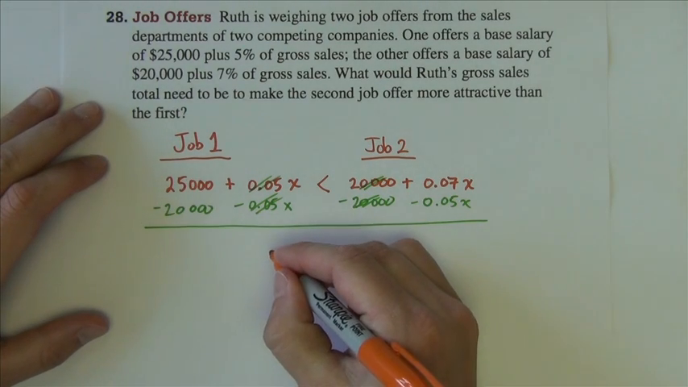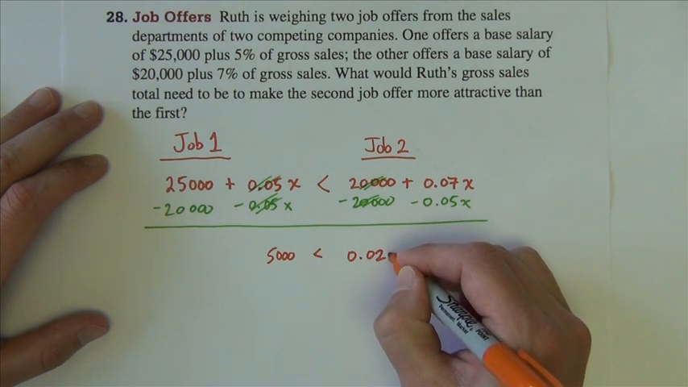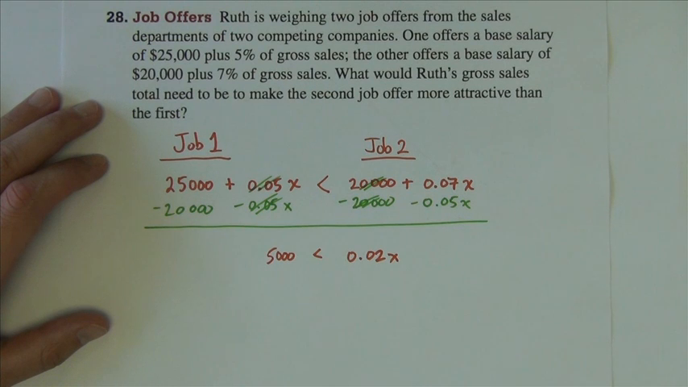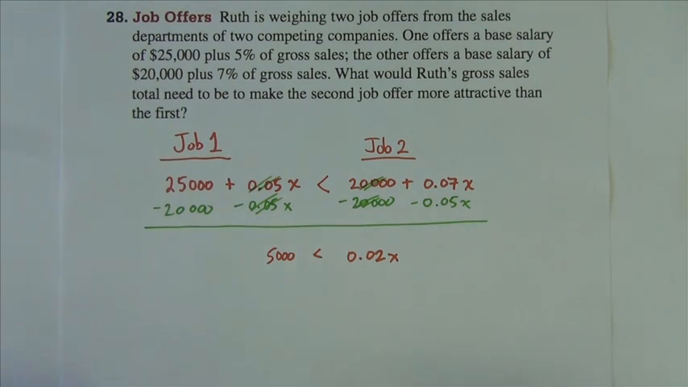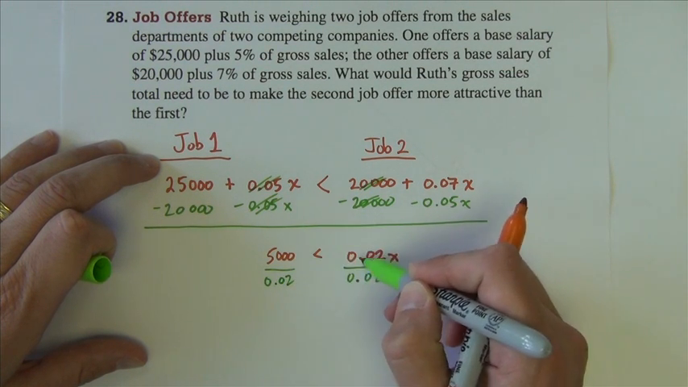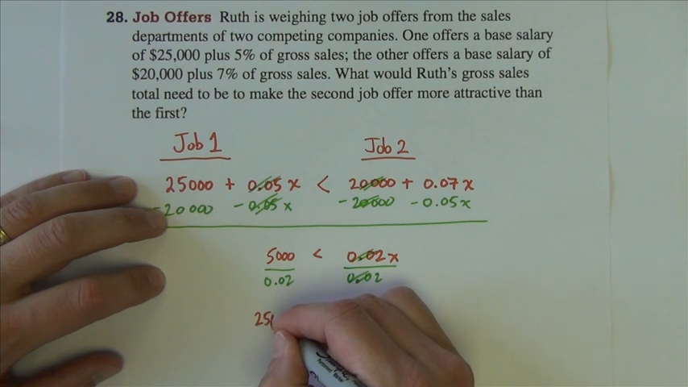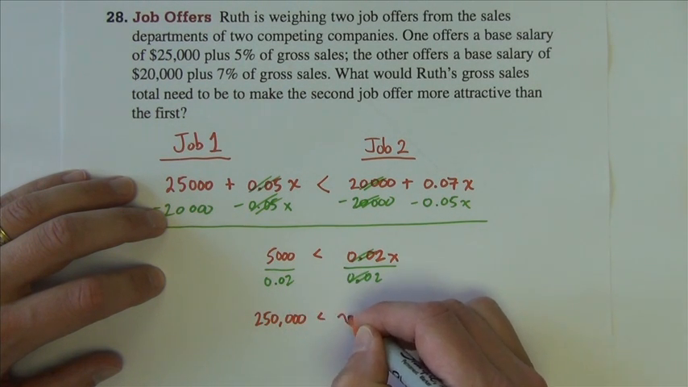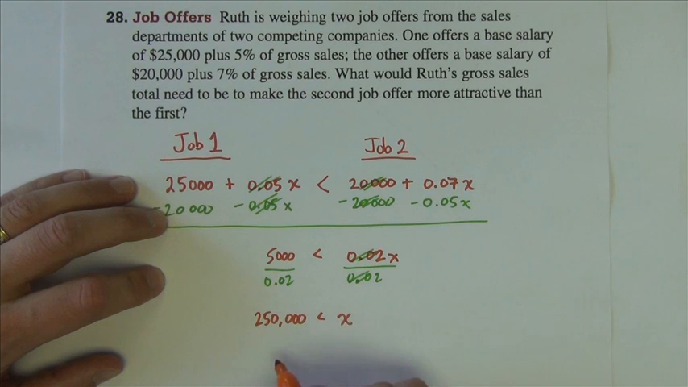Okay, so I now have 5,000 less than 0.02x, and I finish that by dividing both sides by 0.02. $5,000 divided by 0.02 is 250,000. So her sales X would have to be greater than 250,000.